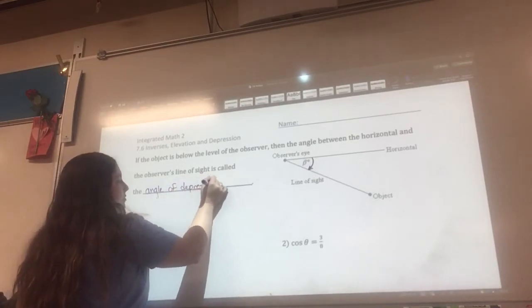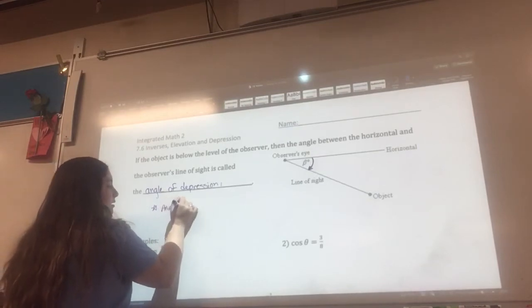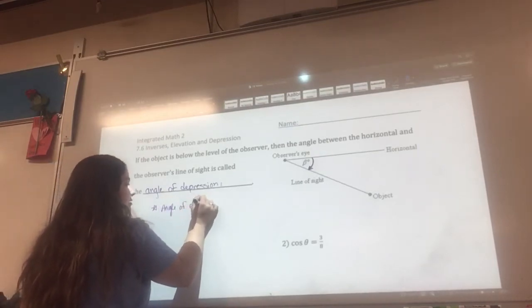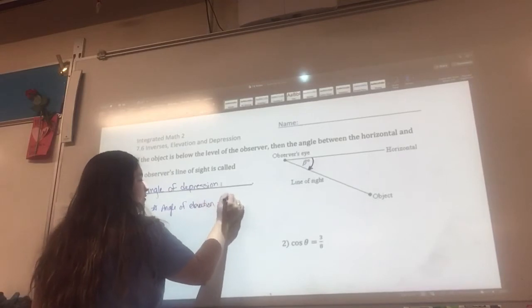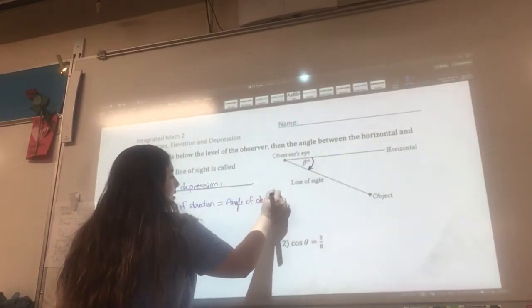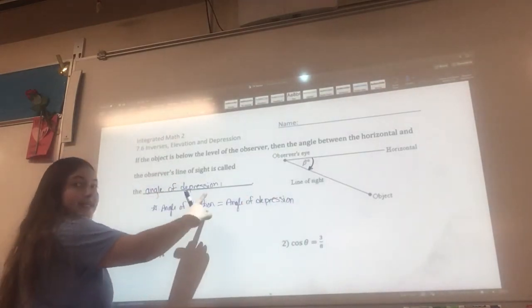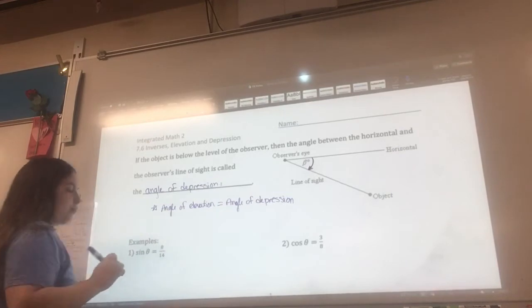One thing you need to remember is that the angle of elevation has to equal the angle of depression. And you're going to see that in an example. But this is nice to know. Angle of elevation is the same thing as the angle of depression.